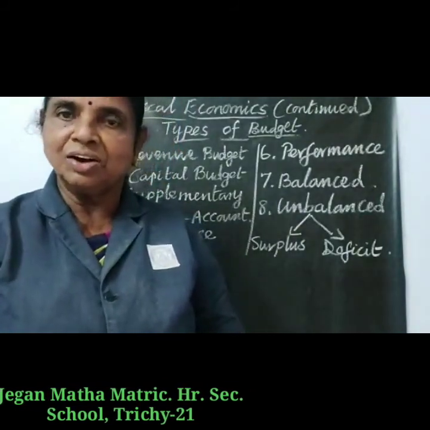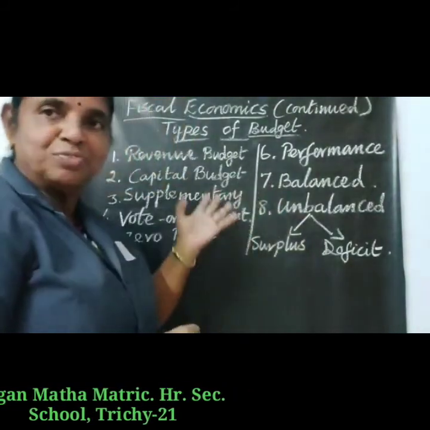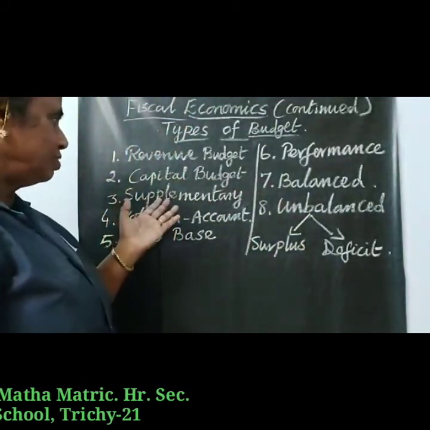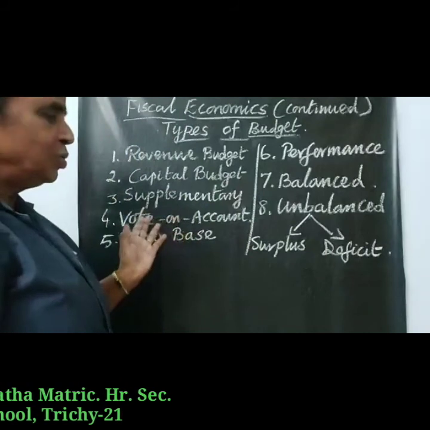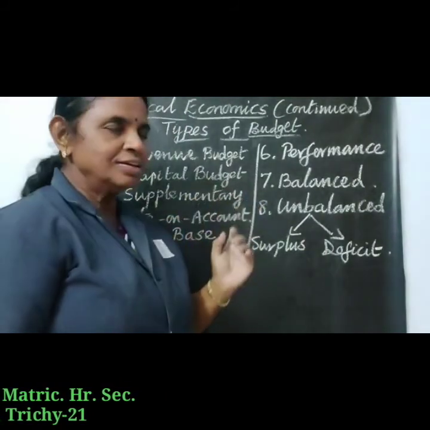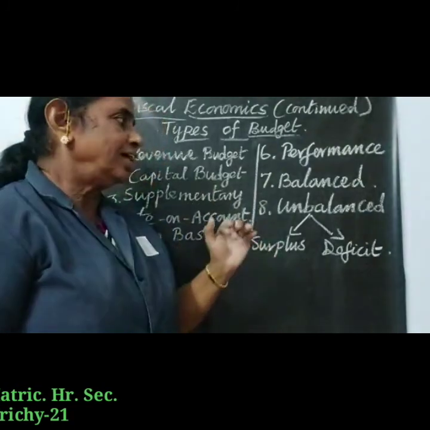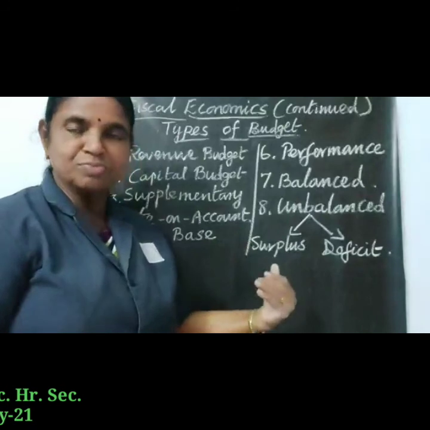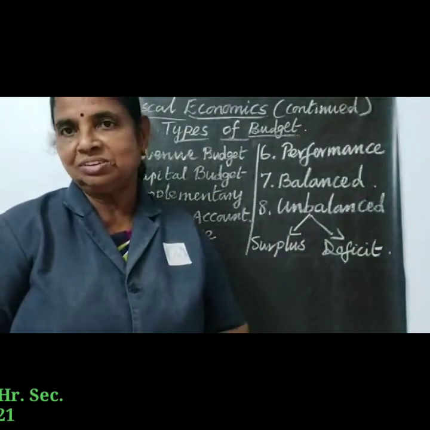And we have just now learned the different types of budgets, namely revenue budget, capital budget, supplementary budget, vote on account, zero base, performance, balanced budget and unbalanced budget. There are two types, surplus budget and deficit budget.